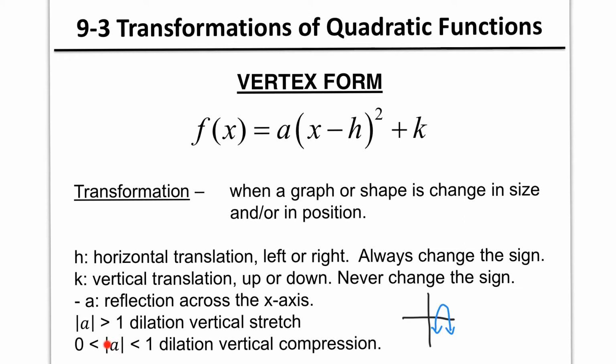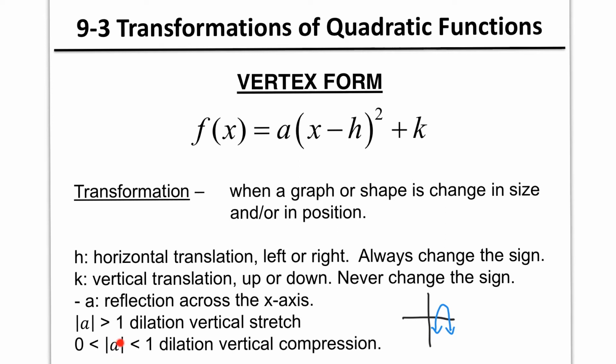If your absolute value of a is between 0 and 1, we have a dilation with a vertical compression. Now compression means when you compress or crush something. So imagine that I take the parabola from the top, I take it from the bottom, and I compress. I actually squish it like a sandwich. If you take a peanut butter and jelly sandwich and you compress it, you squish it, the peanut butter and the jelly will go out sideways. That's what happens when the parabola is compressed: the arms go out sideways.